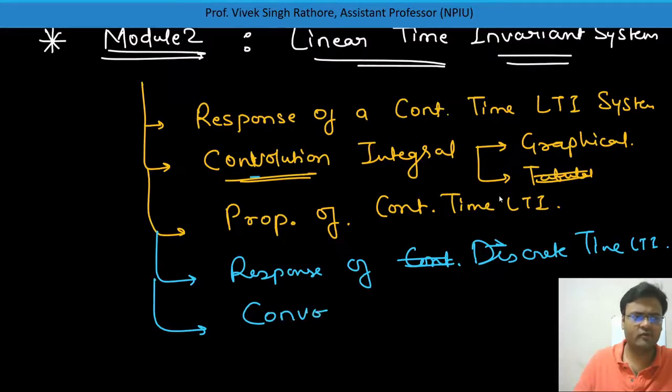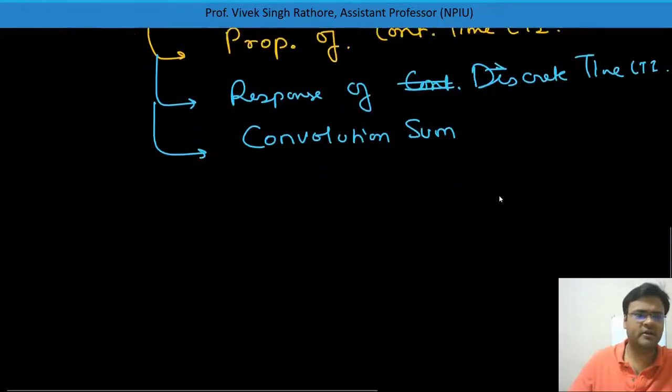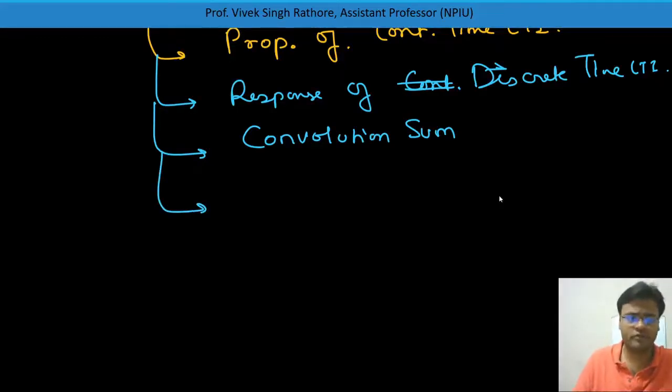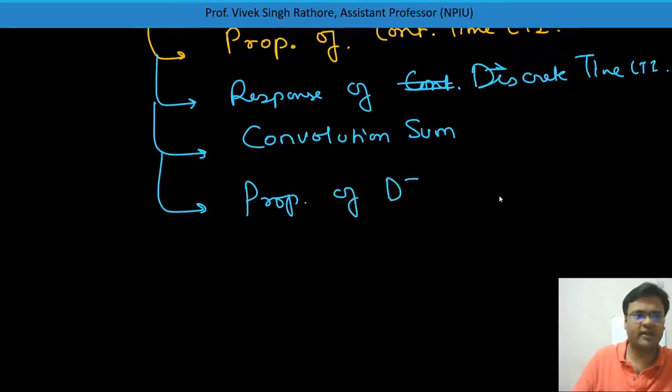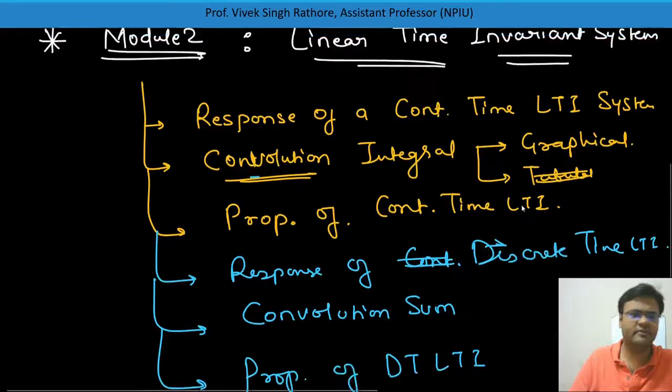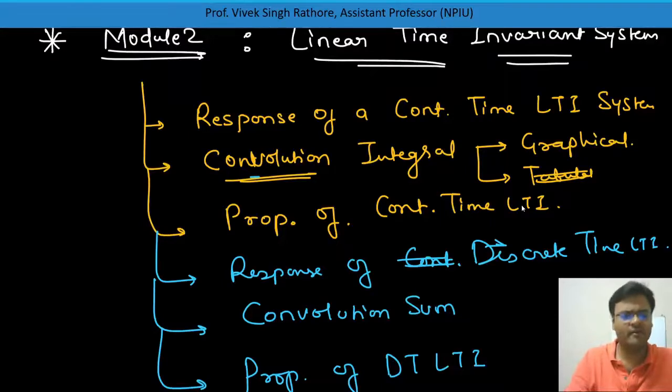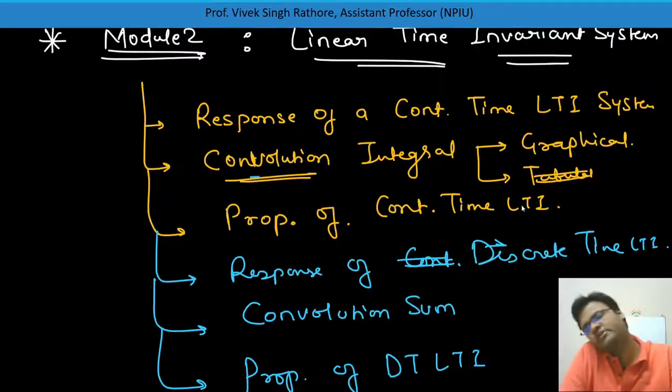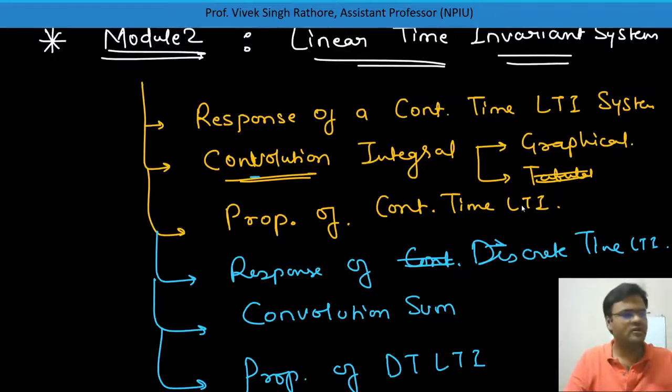For discrete time we'll be studying the convolution sum, and again we can see convolution sum from different methods. Then the properties of discrete time LTI systems. Just as we study the properties of continuous time LTI systems, we'll study the properties of discrete time LTI systems, and then the systems described by difference equations. Actually, module 2 will not be as long as module 1, but it contains a major portion of what is asked in the examination. So we'll study it.